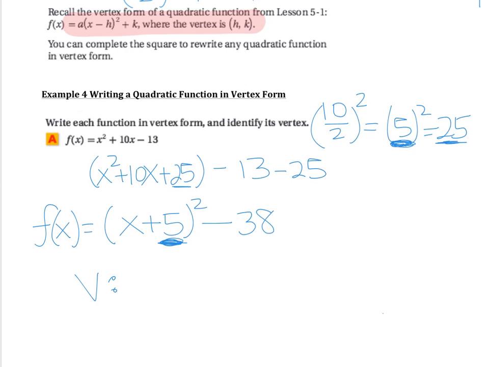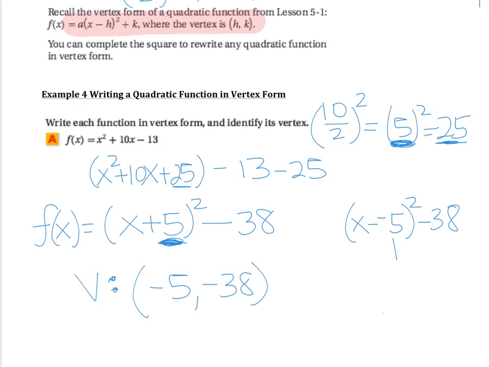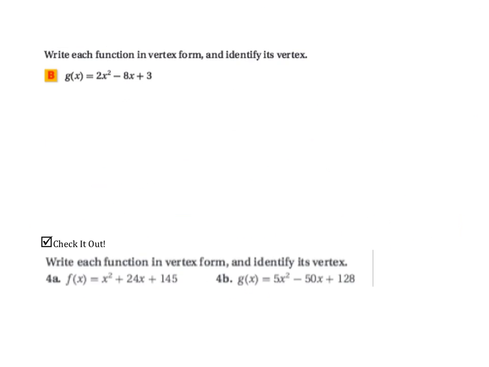What would the vertex be? Remember, it has to be a minus. This would be negative 5, negative 38. Remember, it has to be written in x minus h. Here's your h, k. Okay, trying the next one. In the next one, we need to still do our split like before. Okay, so here's my split.